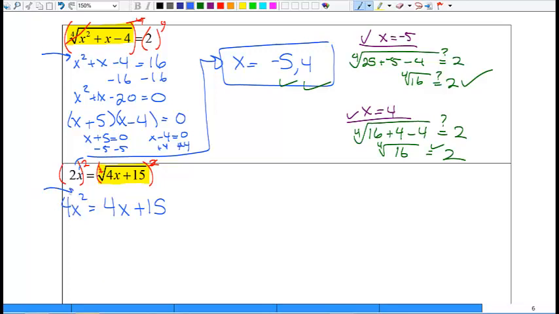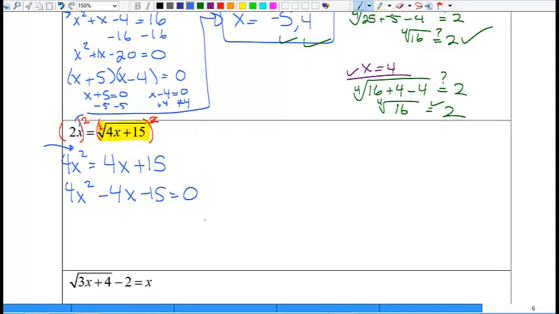I still have a square, don't I? So I need to use my quadratic skills. I'm going to move the 4x and the 15 to the other side. I use transposition: if I move across the equal sign, they have to change sign. I'm going to try to factor. I'm not sure if it does or not. The factors of 15 are what? 1 and 15, or 3 and 5.